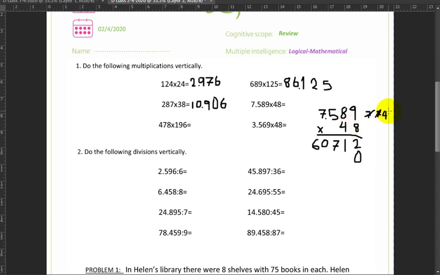4 times 9, I carried this over. 4 times 9 makes 36, so write 6 carry 3. 4 times 8 makes, sorry, blacked out there. 4 times 8 makes 32, plus 3 that I carry over makes 35. Right, 5 carry 3 again. 4 times 5 makes 20, plus 3 that I carry over makes 23. 4 times 7 makes 28. I should have written 2 here. Plus 2 that I carry over makes 30.